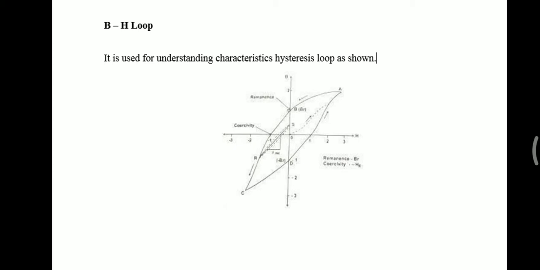Here the BH loop is used for understanding the characteristics, the hysteresis loop as shown. On the x-axis is the magnetizing force and on the y-axis is the magnetic flux density. For an unmagnetized sample, B is equal to 0 and H is equal to 0, and therefore it starts from the origin.